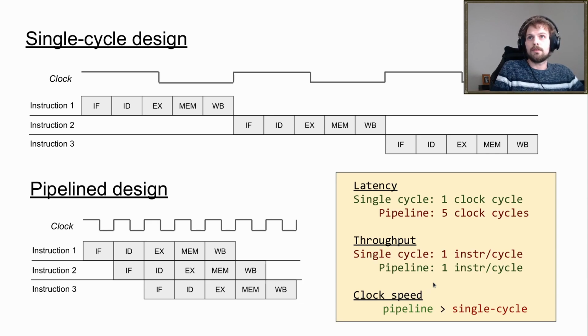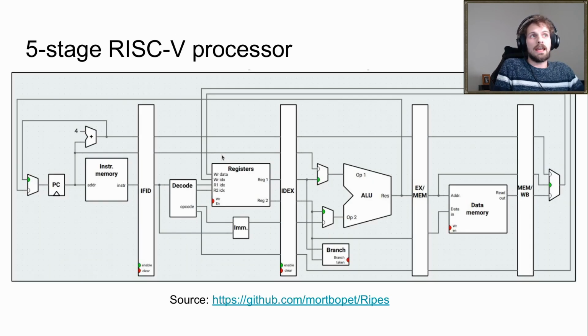Now, you will have this latency issue. It will take longer from starting an instruction until it finishes. So there is a difference in instruction latency. And also there will be some hazards. But let's look first at this 5-stage RISC-V processor, how you could implement this.